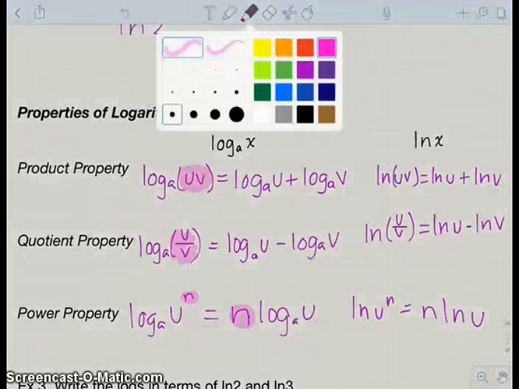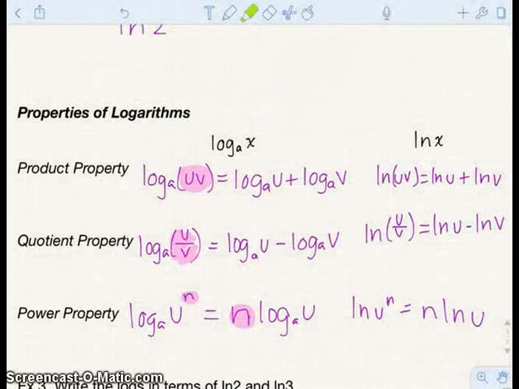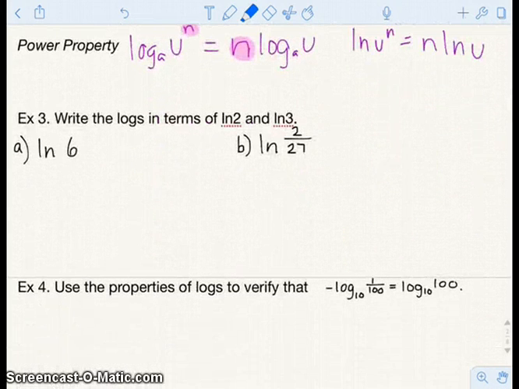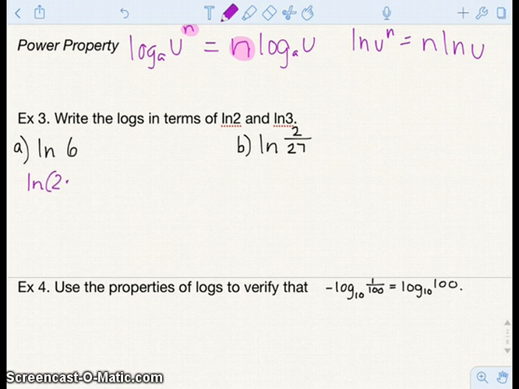So I can go from something where it's two logs being added together and turn them into a product, or I can go from a product and turn it into a sum. So we're going to do both directions, and we're going to look at all different properties. So let's look at this first example where it says write the logs in terms of ln of 2 and ln of 3. Well, I know that 6 is really 2 times 3. So this is really ln of 2 times 3.